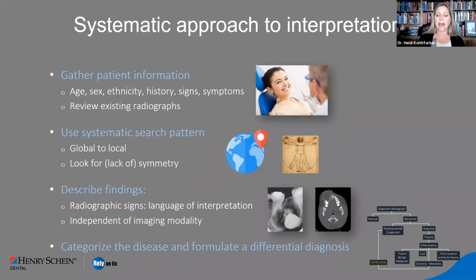And we look for lack of symmetry. We'll talk about that in a little bit as well. We also want to make sure that we're using the radiographic signs. We've talked about those previously. And of course, we want to remember there's independence of imaging modality. So what does that tell us? If it looks like a cyst in 2D, it's going to look like a cyst in 3D. We're not reinventing the wheel as far as all of those radiographic signs that we've always used. And then when we're looking at our scans, if we do notice something, we want to make sure that we write it up using those radiographic signs. And that leads us to categorize things into a particular disease category.